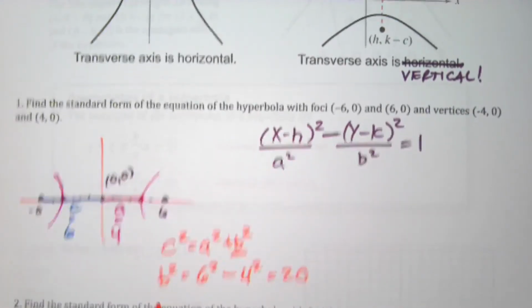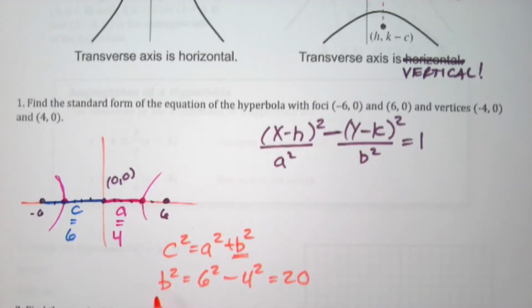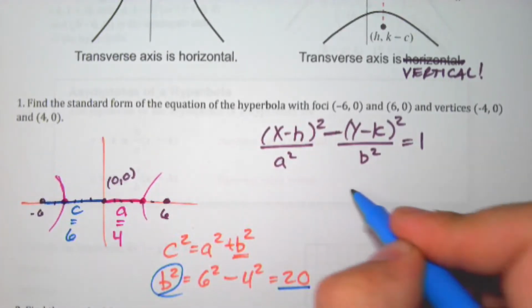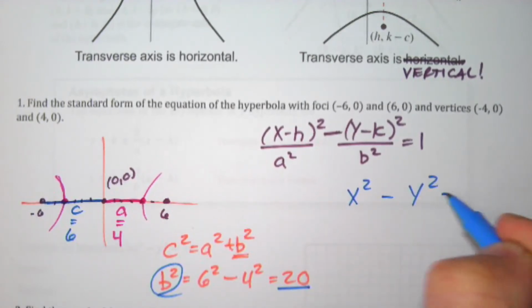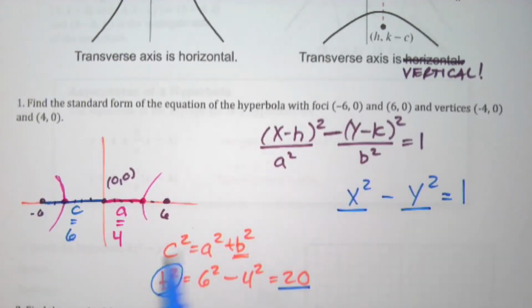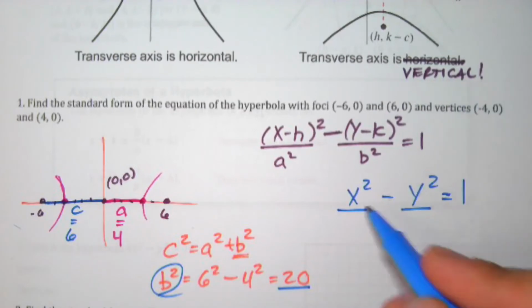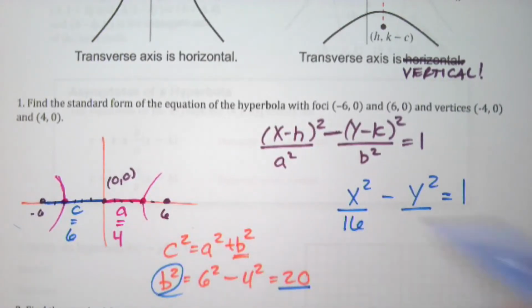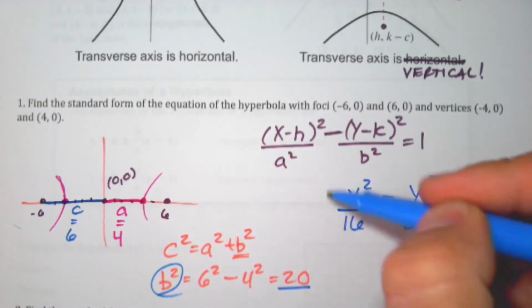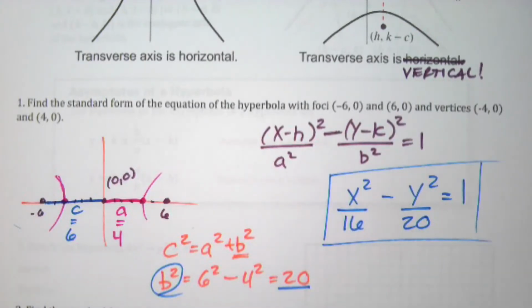Now, I know it's habit to jump into solving for b and not just leaving it as b squared, but just like with an ellipse, we actually want what that b squared value is. So we have our b squared, our a squared is going to be 16, and we have our center. So now we can plug in those values. So x squared minus y squared equals 1. Horizontal transverse axis, so x squared is going to be divided by a squared. So x squared divided by 4 squared, which is 16. y squared divided by b squared, which we just solved for, which was that 20. And now we have that standard form.